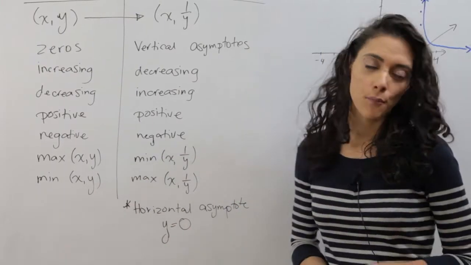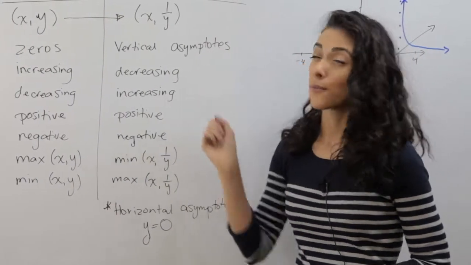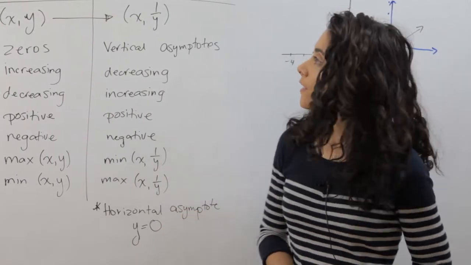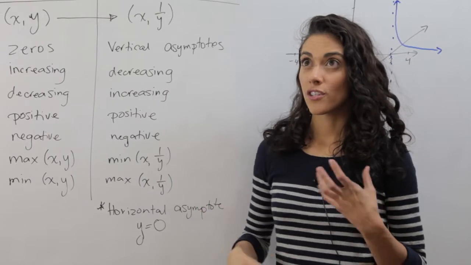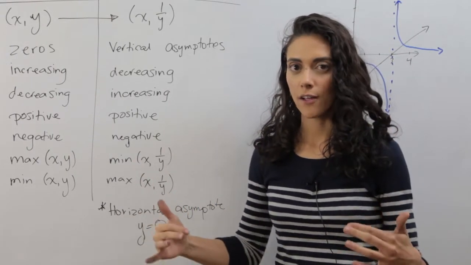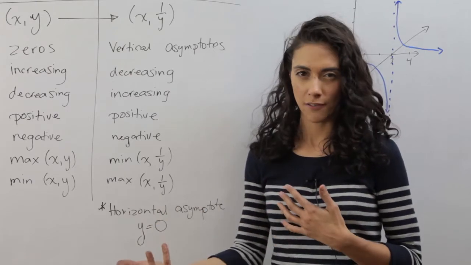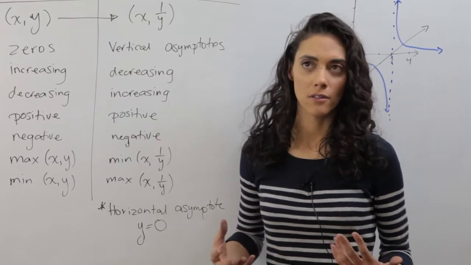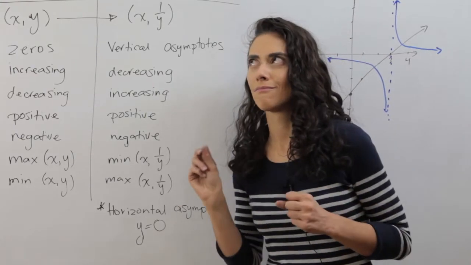One last very important property: every single reciprocal function has a horizontal asymptote at y equals 0. That sort of makes sense. As x approaches very large values, your graph will be approaching very small values. We've already mentioned the reciprocal of very large numbers gets very small. The reciprocal of a number like 1,000 is 0.001.